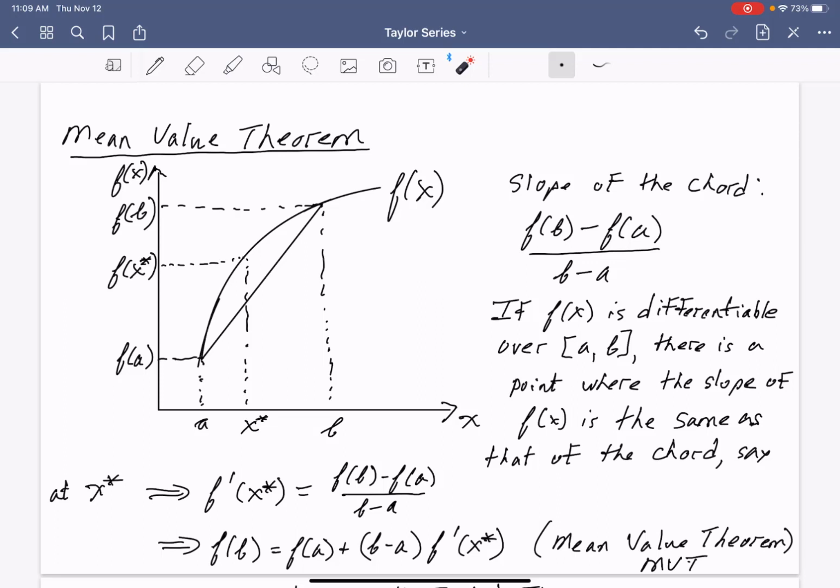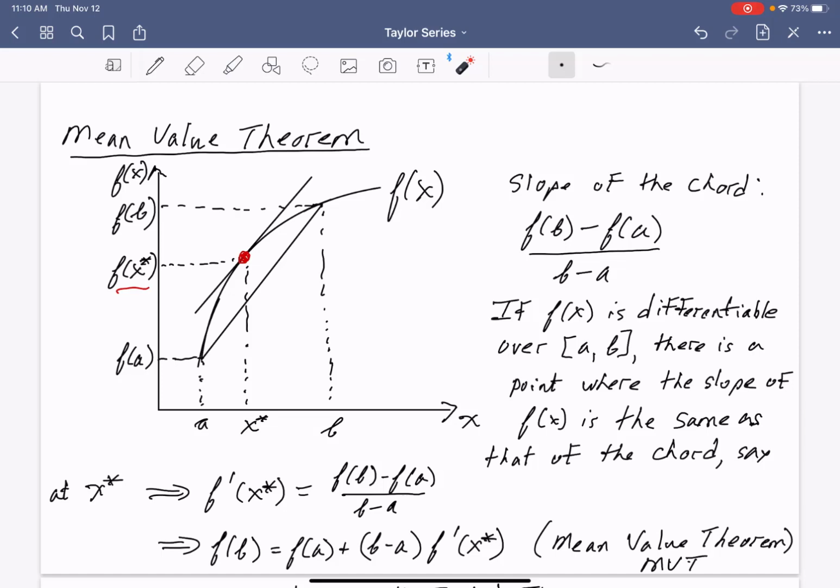If f of x is differentiable over the closed interval a b, then there's a point where the slope of f of x is equal to the slope of the chord, and that occurs at some x star, and at that point we get the following. We get a curve that looks like that, and it's tangent to the function f of x at that point x star. And we also have this f of x star at that point.